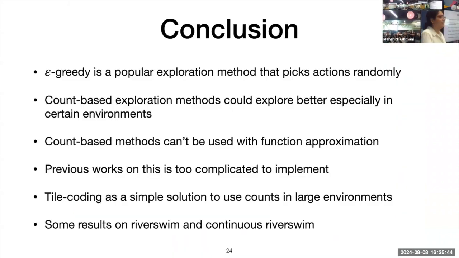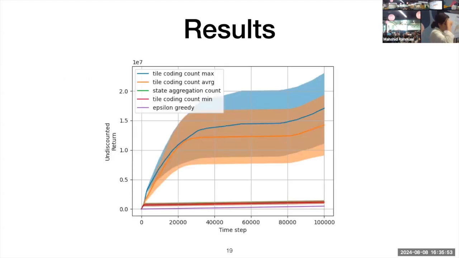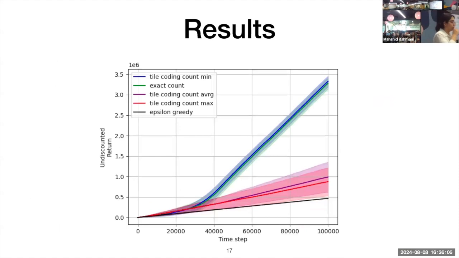I've got a question. But I'm going to make you jump around slides. If we go to the last set of plots you had on the continuous river swim, the best there is the max, then the average, and then everything else is worse. And if we go to the discrete river swim, is it the min and the average, or is it just min and exact count that are best? Do you have any intuition for why that's the case?